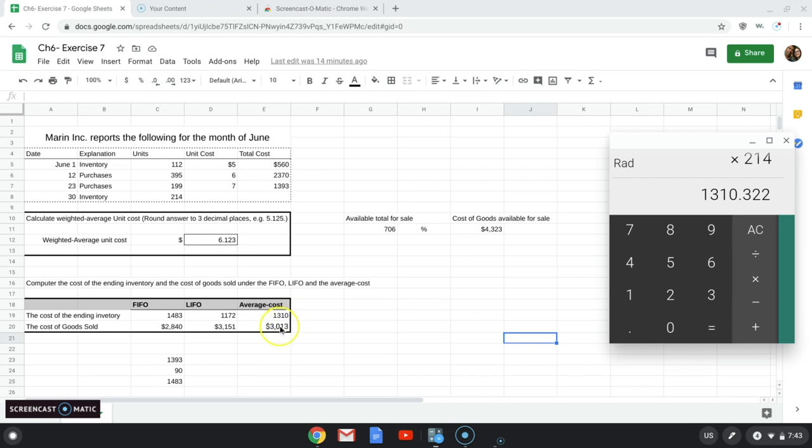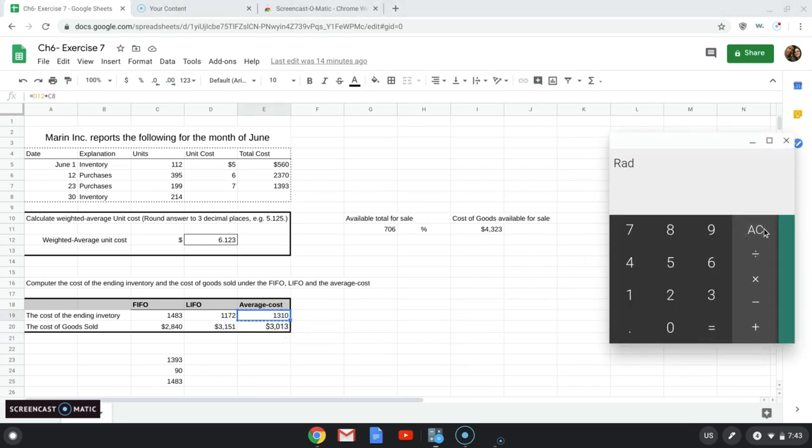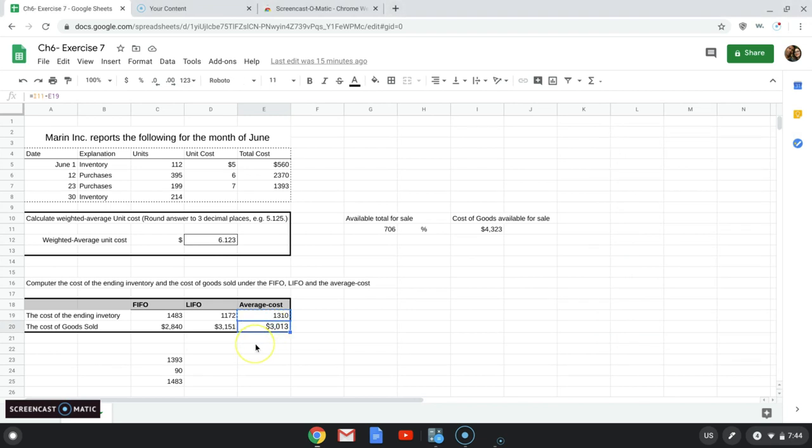Now how are we gonna get the cost of goods sold? We're gonna subtract this number from the cost of goods available for sale. So we're gonna clear out our calculator, and we're gonna put $4,323 minus the 1,310, and we get 3,013 for the cost of goods sold.